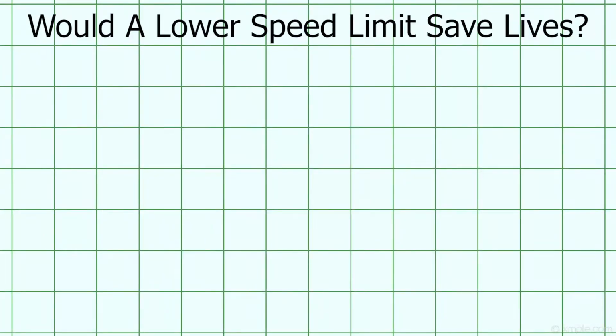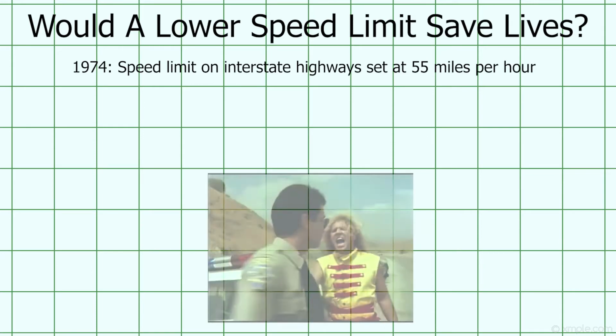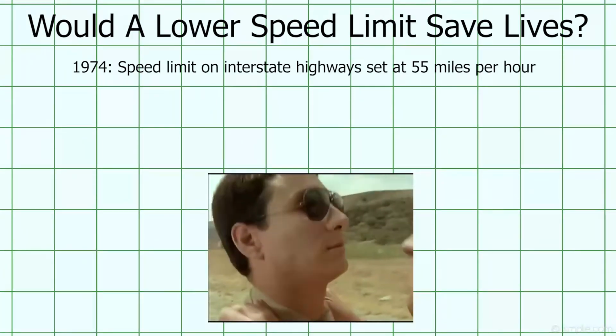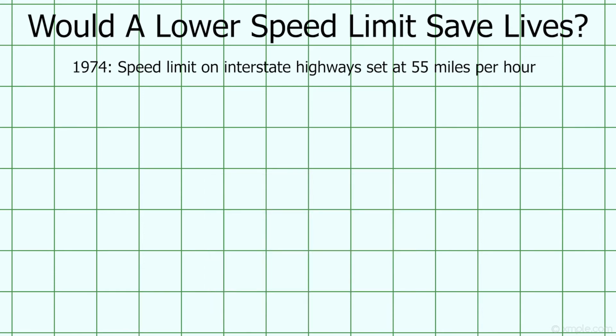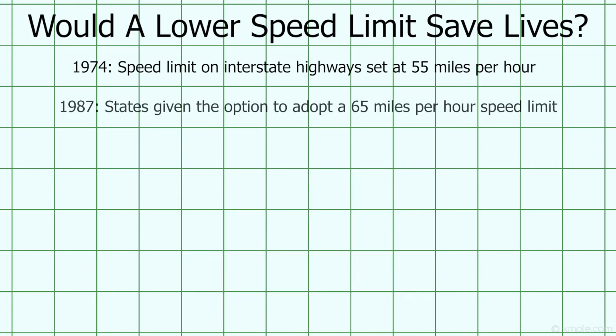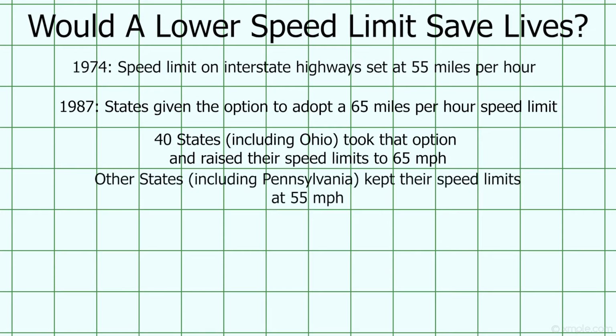In 1974, the federal government set the national speed limit for interstate highways at 55 miles per hour, much to the chagrin of rock star Sammy Hagar. Over a decade later, in 1987, the government allowed states the option to raise their speed limits to 65 miles per hour. 40 states, including Ohio, raised their speed limit to 65, while other states, like Pennsylvania, kept their speed limit at 55 miles per hour.